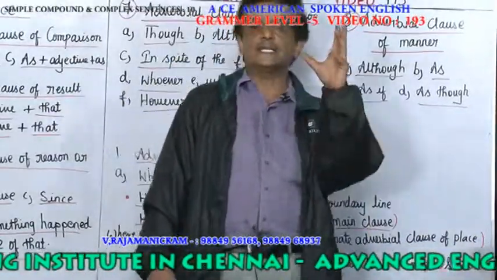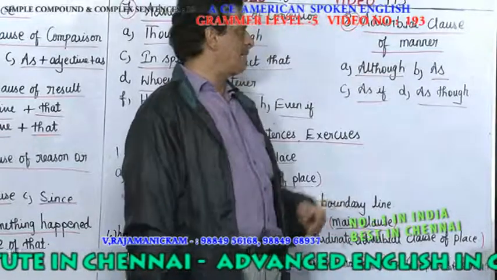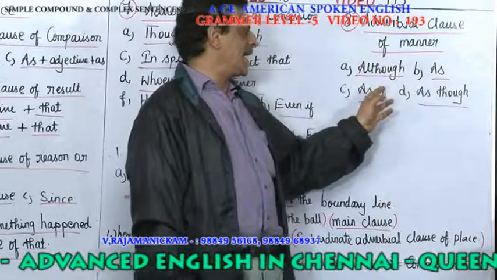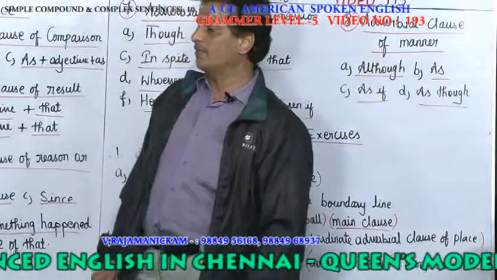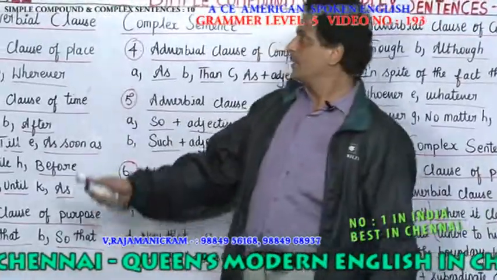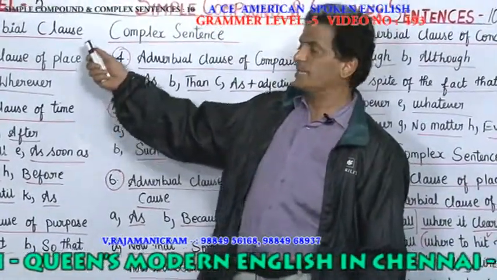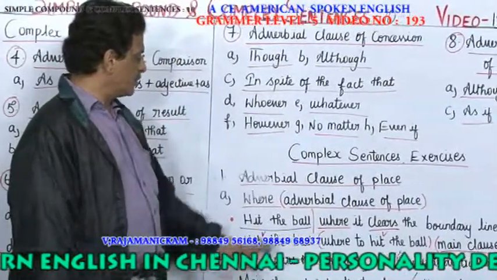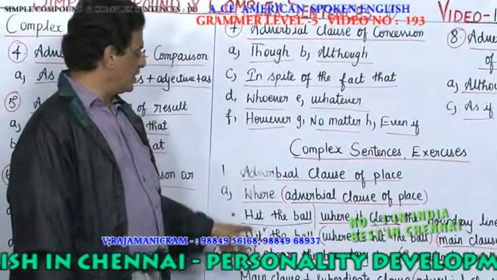Adverbial clause of manner: in the main sentence you ask how it has happened. Then you get an answer starting with although, as if, as though. Hope you are able to understand the 8 adverbial clauses. So 8 divisions are there.